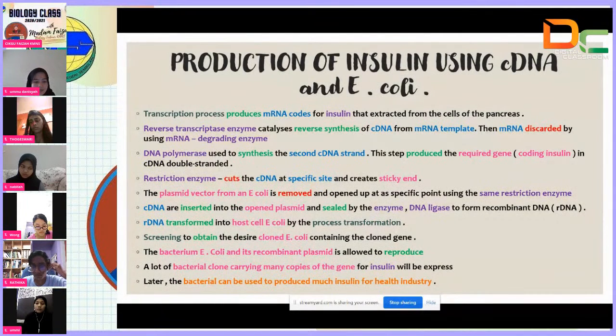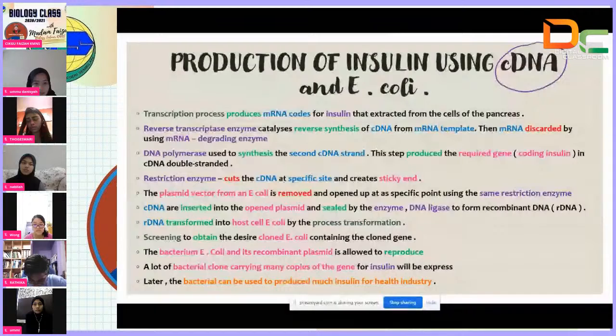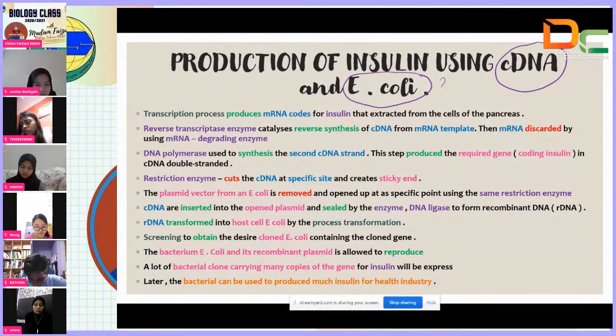Alright, so where is the difference, class? Where is the difference between the steps in gene cloning and the usage of cDNA in gene cloning with E. coli? What is the role of E. coli here, Wong? Wong, what is the role of E. coli in this step?